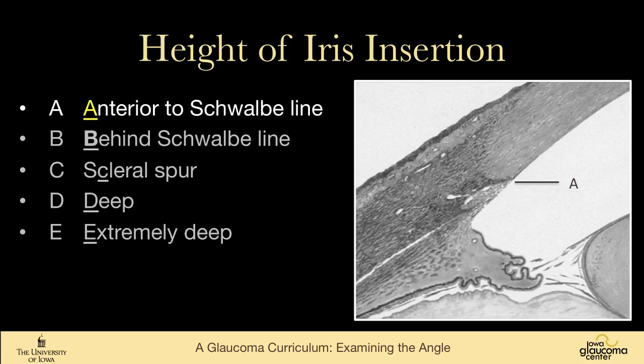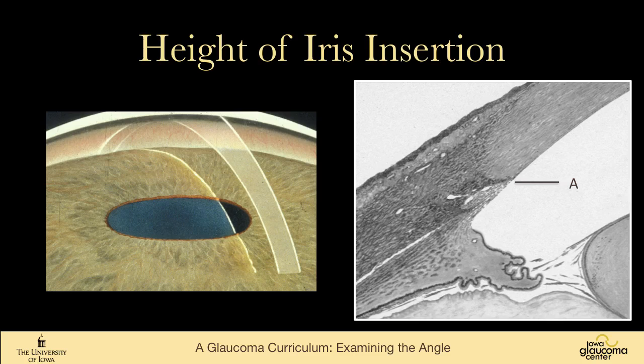So first, the height of the iris insertion. It matters a great deal where the iris is inserting, not just how steeply the iris is inserting. And so you can see here that this is A, it is anterior to Schwalbe line. B would be, and this is an example, and you can tell with a corneal wedge, which again is on the Gonioscopy.org website, but we're not really talking about it in this talk much, that this iris is anterior to Schwalbe line.